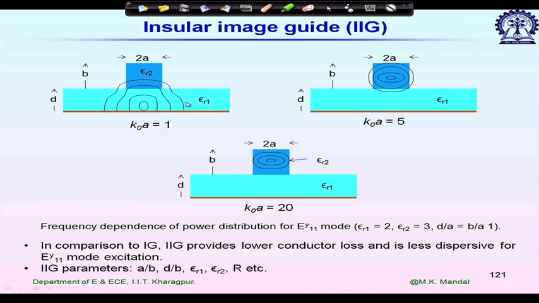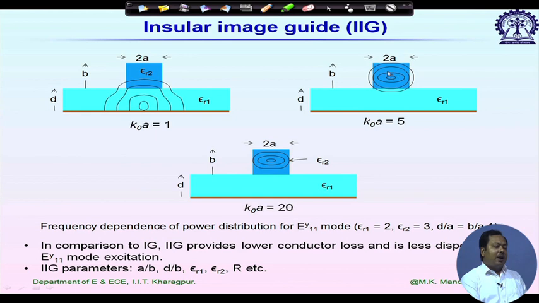Epsilon r1 should be much smaller compared to epsilon r2. Now we are again plotting the constant power contour. If I increase the frequency to k naught a equal to 5, since epsilon r2 is much higher compared to epsilon r1, most of my electromagnetic energy will be confined to this top layer inside the channel, and that is how we can shift the maximum point away from the conductor.